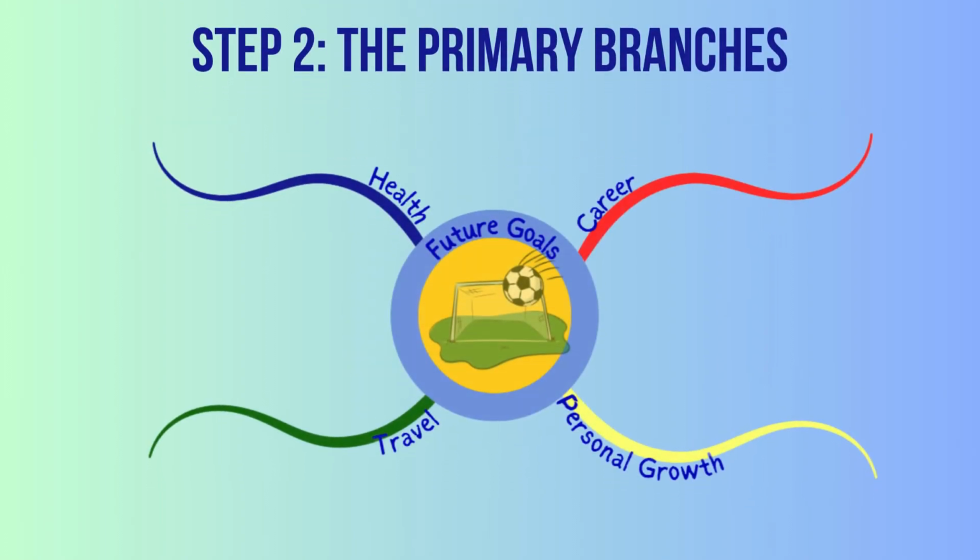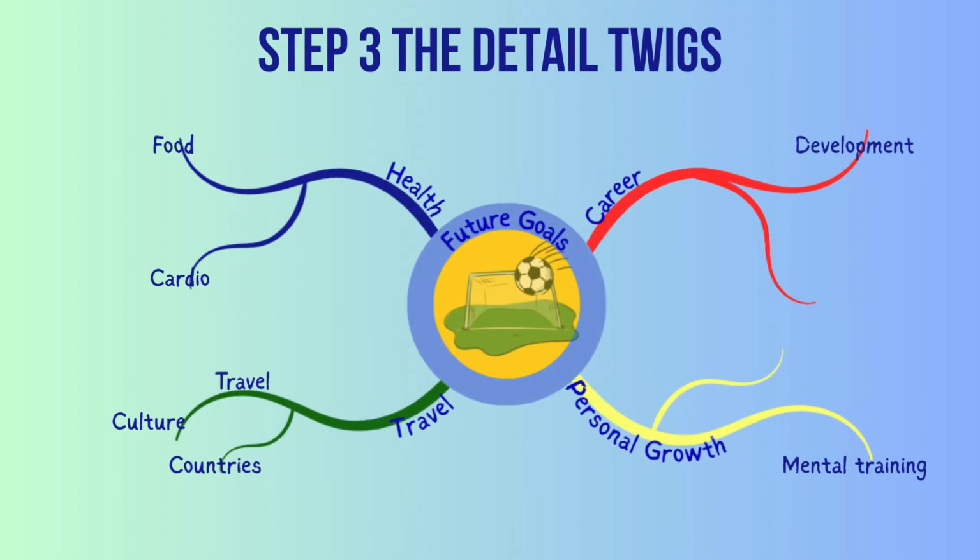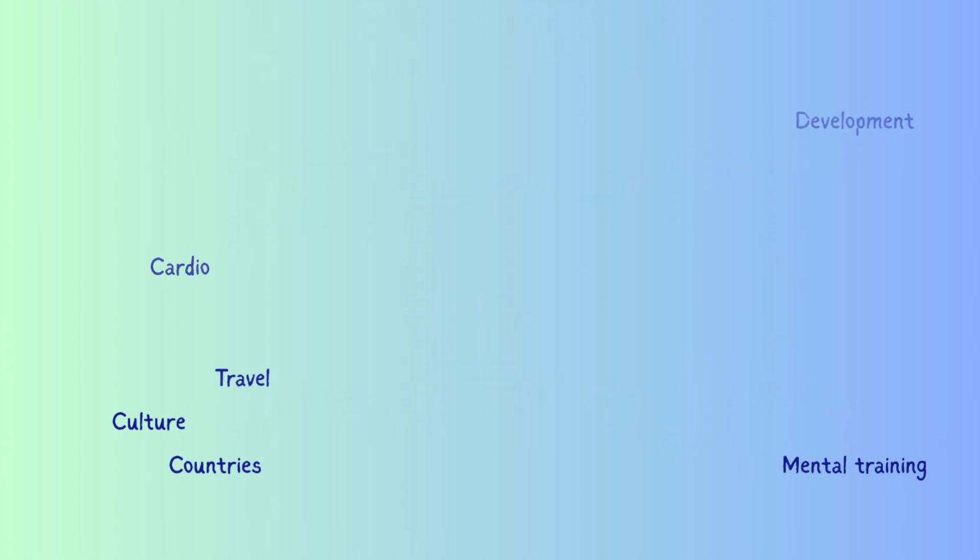Step 2. The primary branches. Draw thick lines outward for your main categories. If you, for example, are mapping learning, your branches might be tools, biology, and environment. Step 3. The detail twigs. Add thinner lines for the details. This is where you plug in the words from your ABC lists and the concepts from your chaos.